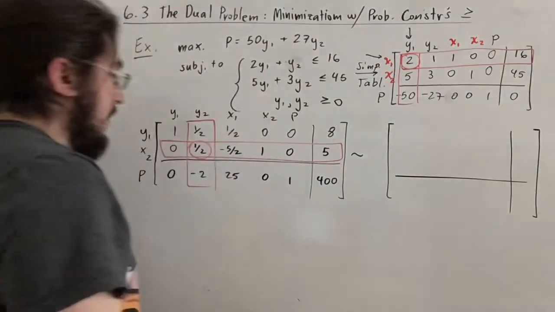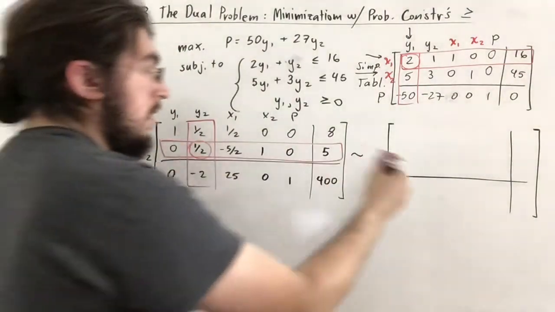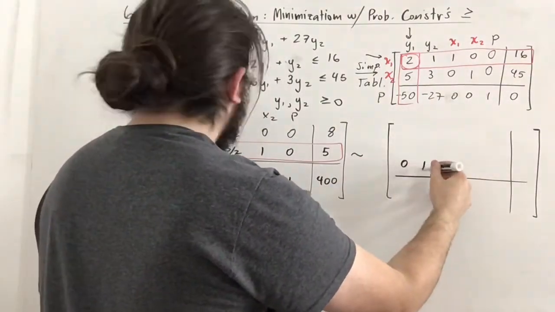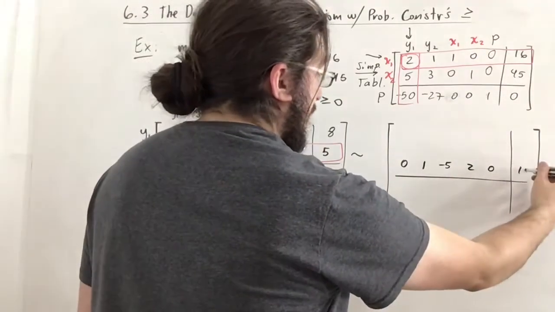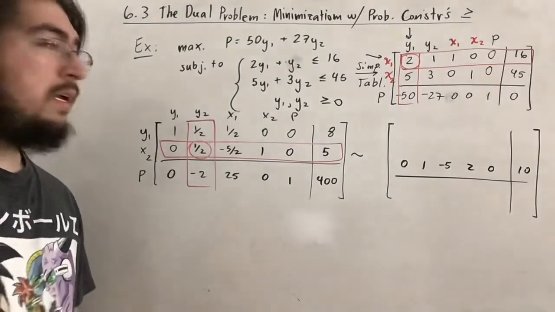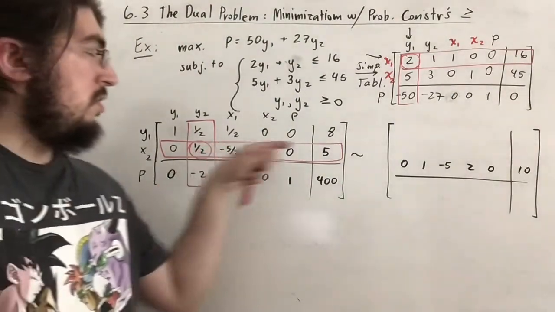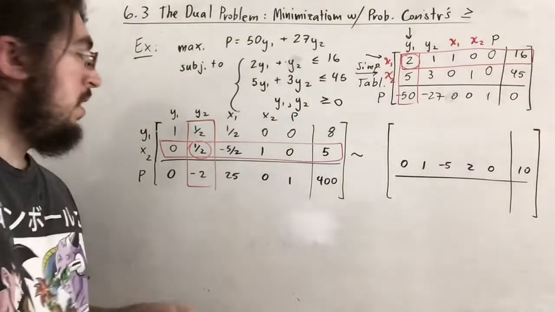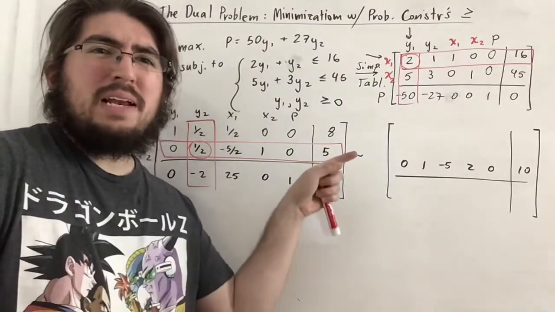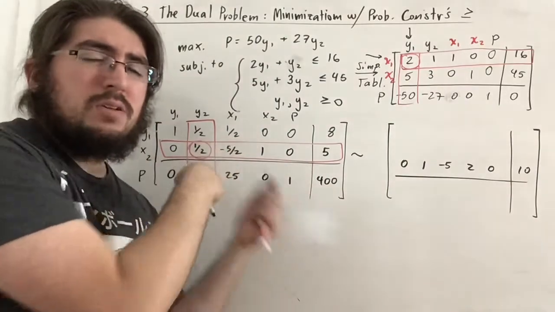All right, so let's see. The second row will now become 0, 1, -5, 2, 0, and 10. Perfect. And now what are we going to do to this? Well, we're going to multiply by -1/2 and then add it to the top one. Notice that multiplying by -1/2 is just getting back to this with negatives, so changing their signs.